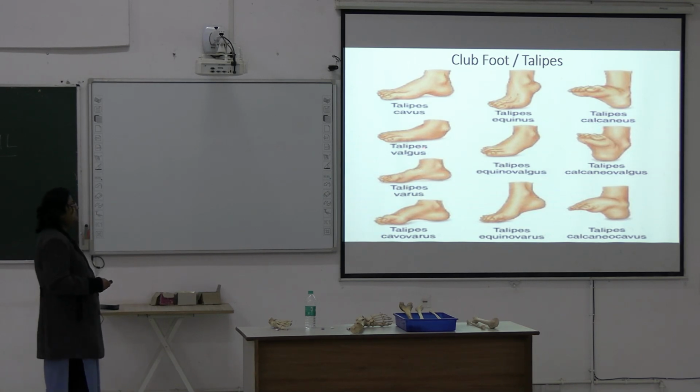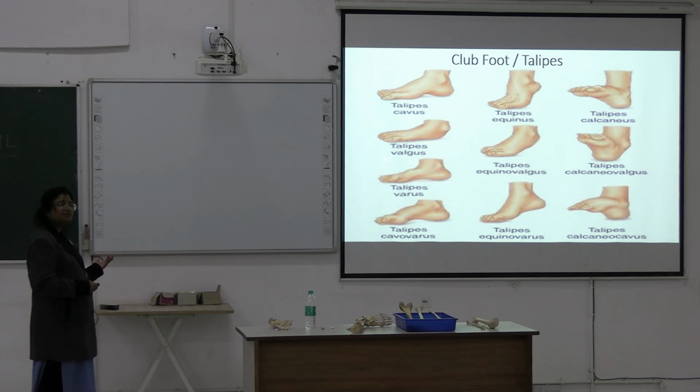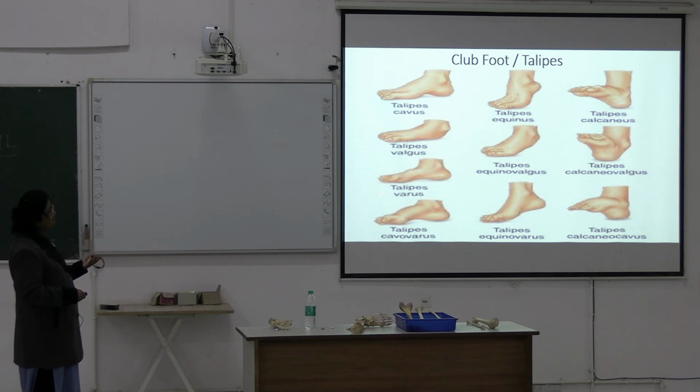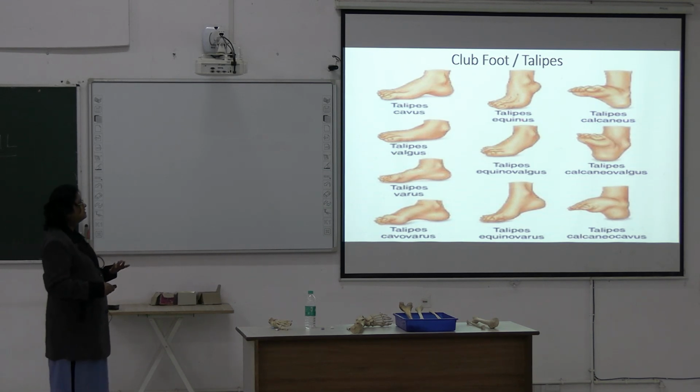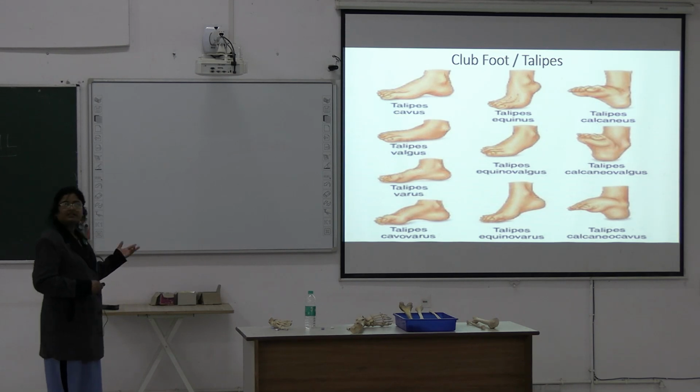Next, talipes valgus: the foot is more everted, and the lateral arch is not touching the ground. Valgus means away and varus means inward. So, the foot is inverted in talipes varus, and this is talipes cavovarus, that means there is cavus and varus. Talipes equinovalgus: the heel will not touch the ground, and there is also valgus, that means the foot is everted also. Talipes equinovarus: equinus, that means the heel is not touching the ground, and there is also varus.